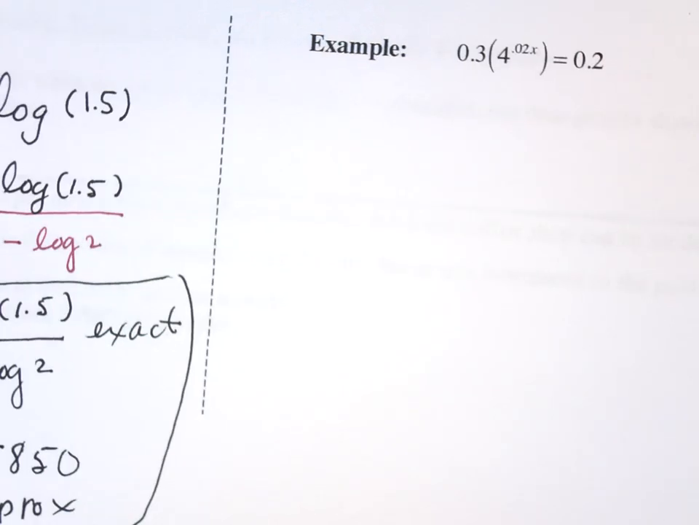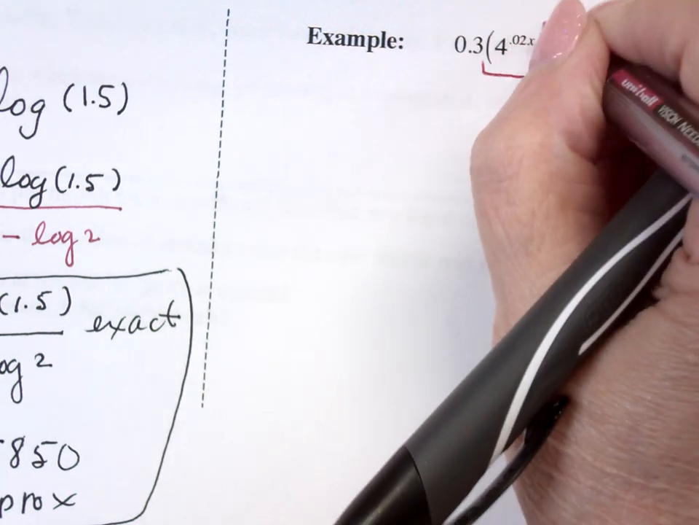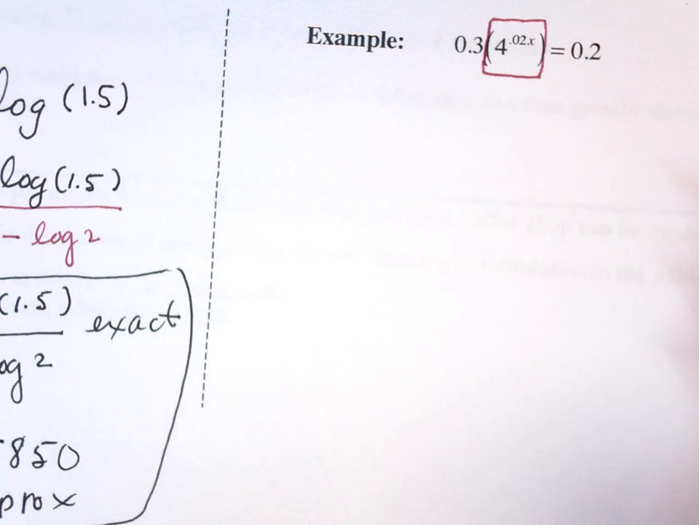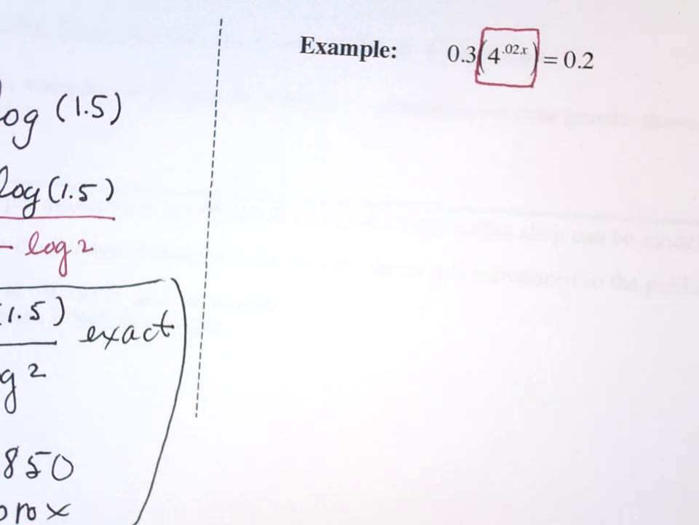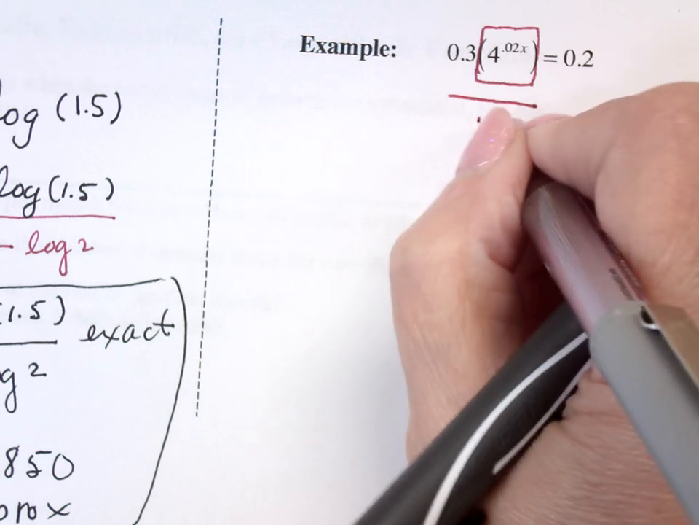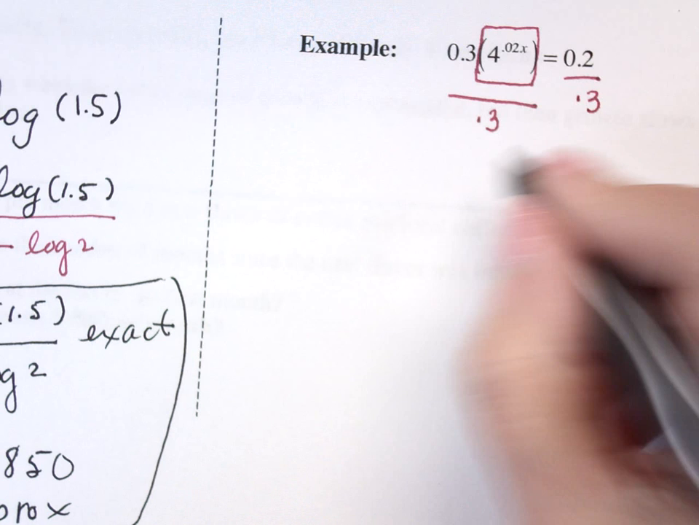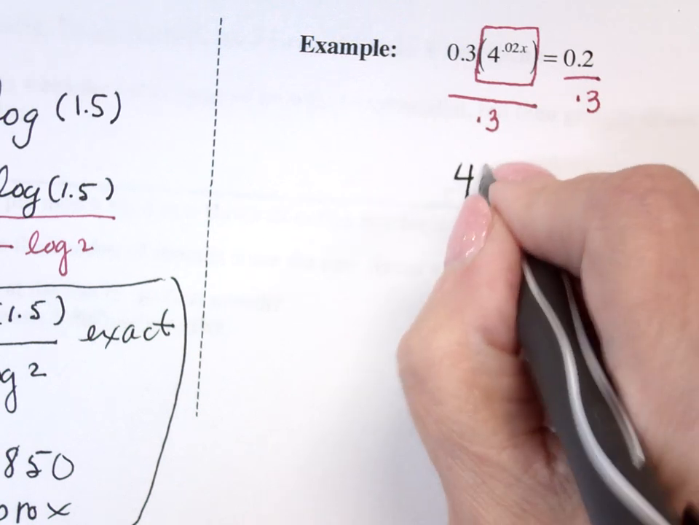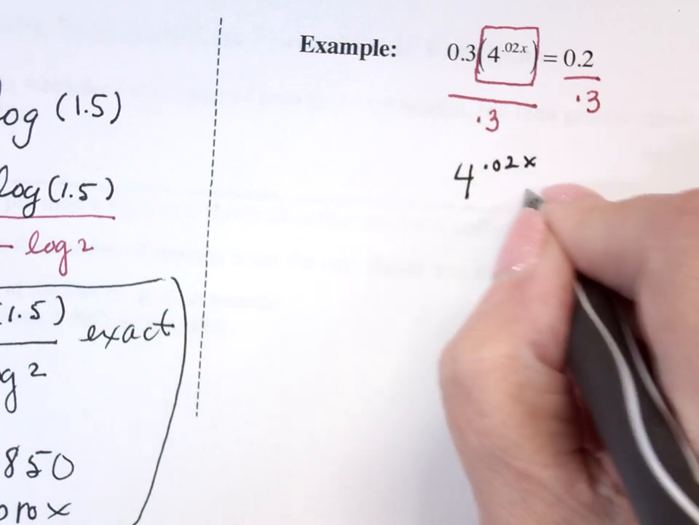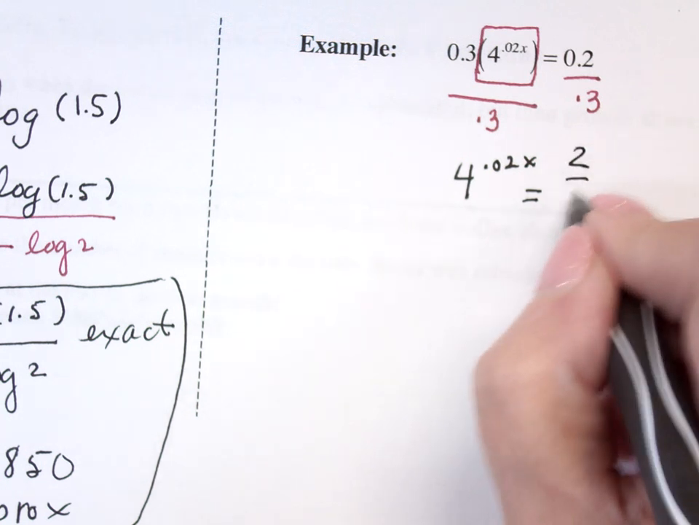Now on this one, this is the factor that has the x in it. That means I need to isolate this, so I need to divide both sides by 0.3, so that 0.02x equals 0.2 divided by 0.3, that's just 2/3.